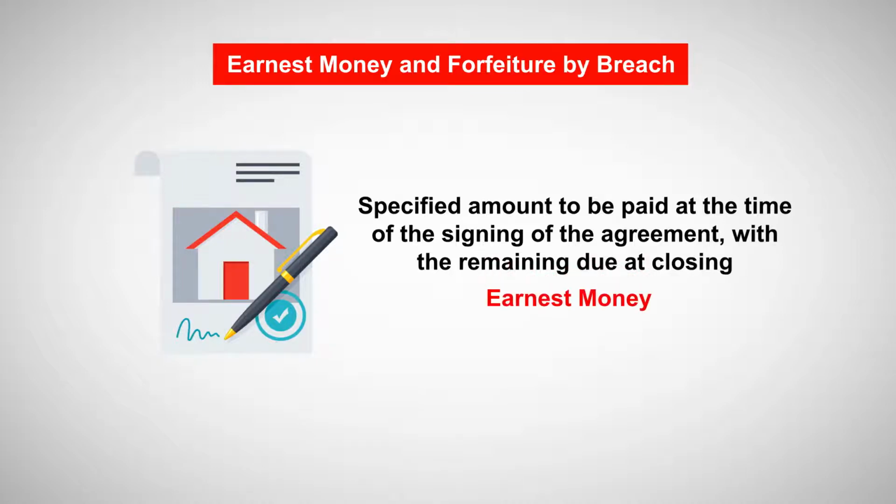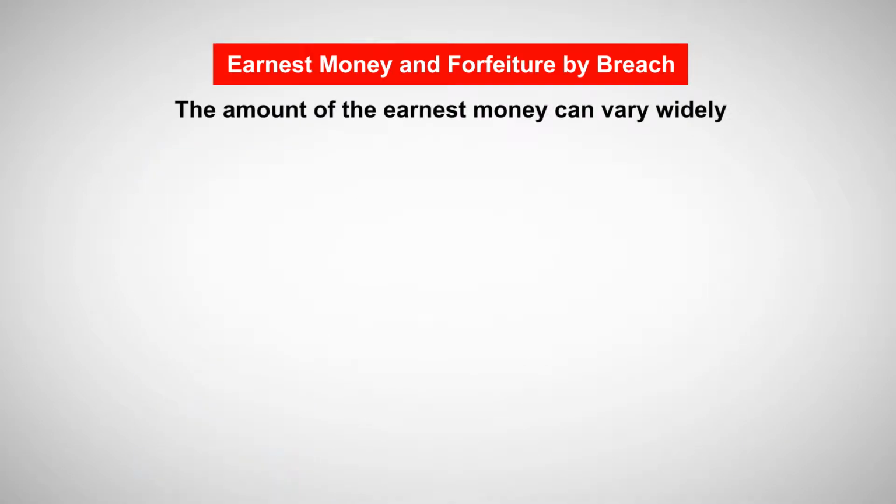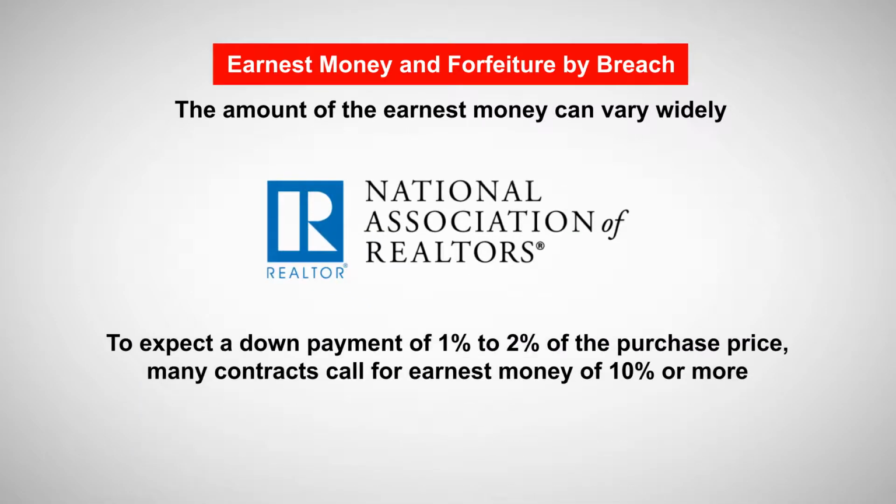This amount, known as earnest money, is also sometimes referred to as a down payment, though it shouldn't be confused with the down payment that mortgagors pay in addition to the amount of their mortgage loan to complete the payment. The amount of the earnest money can vary widely, and while the National Association of Realtors says to expect a down payment of 1 to 2% of the purchase price, many contracts call for earnest money of 10% or more.